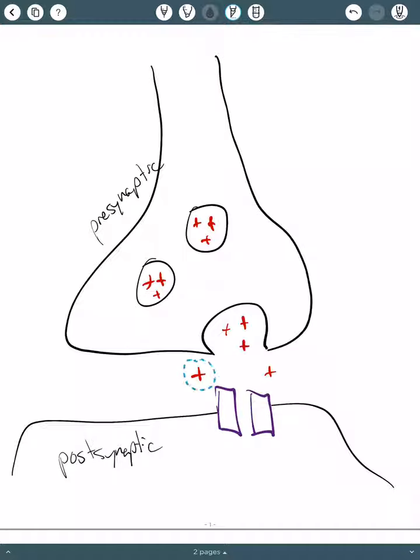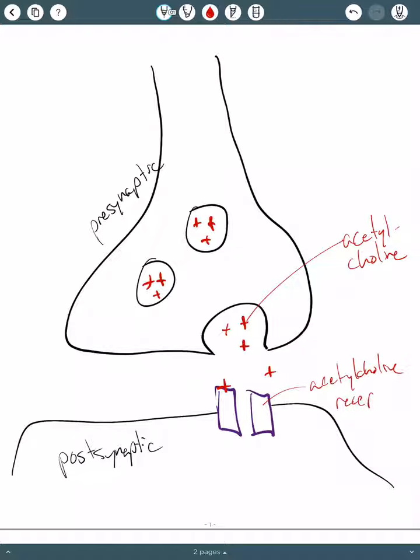When acetylcholine, let's label our acetylcholine, when acetylcholine binds to its receptor, right? This is acetylcholine receptor. Positively charged ions come into the cell, and the postsynaptic cell gets closer to its threshold for an action potential.